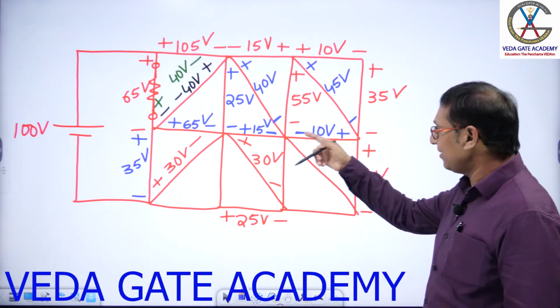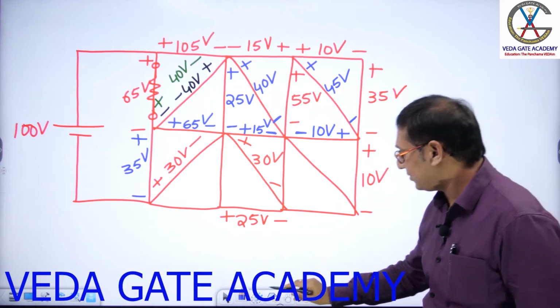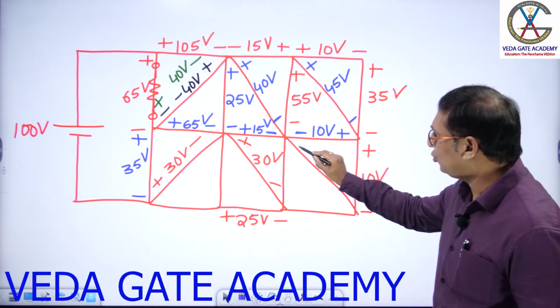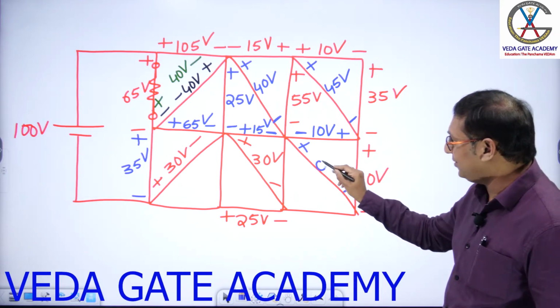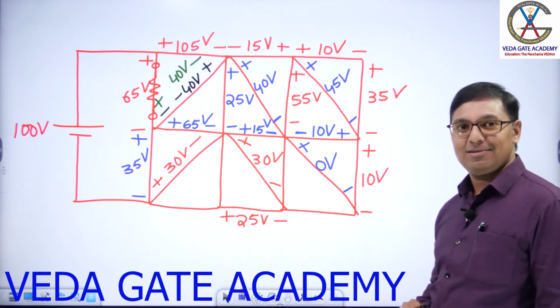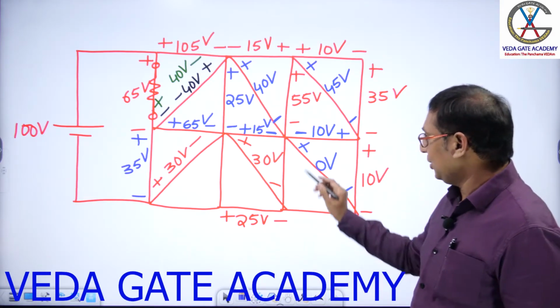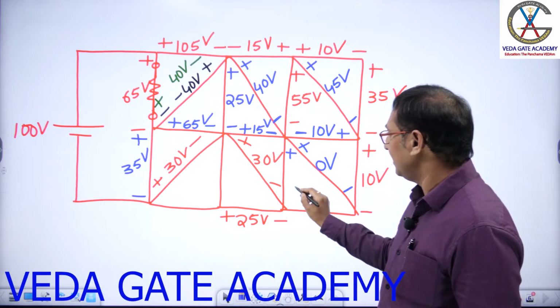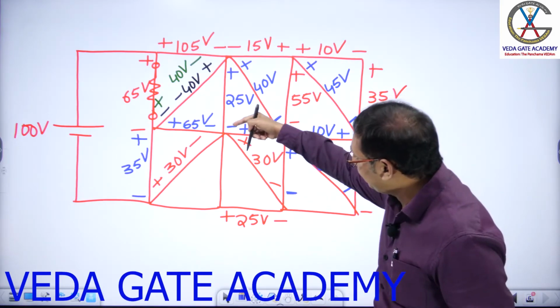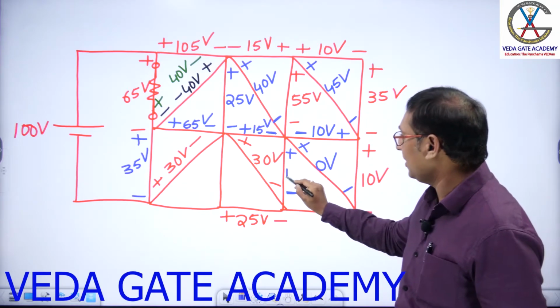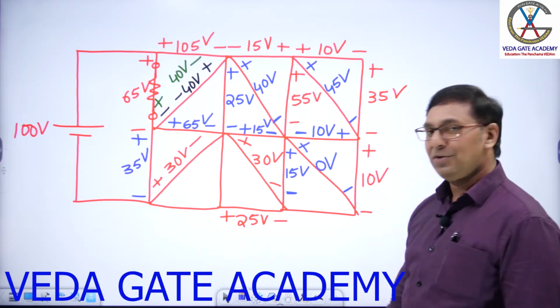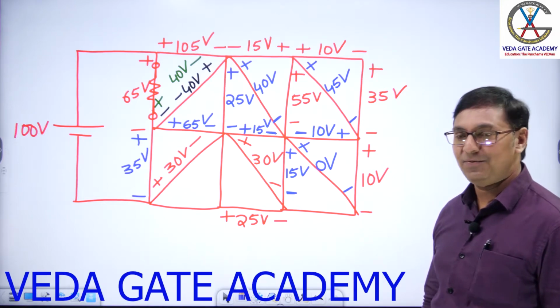Now let us go in calculating these branch voltages. Sir, arbitrarily two polarities. Plus and minus. Minus 10 plus 10. What is the value, sir? 0 volts. Next, arbitrarily two polarities, plus and minus. Minus 15 plus 30. Come on. What is the value, sir? Plus 15 volts.